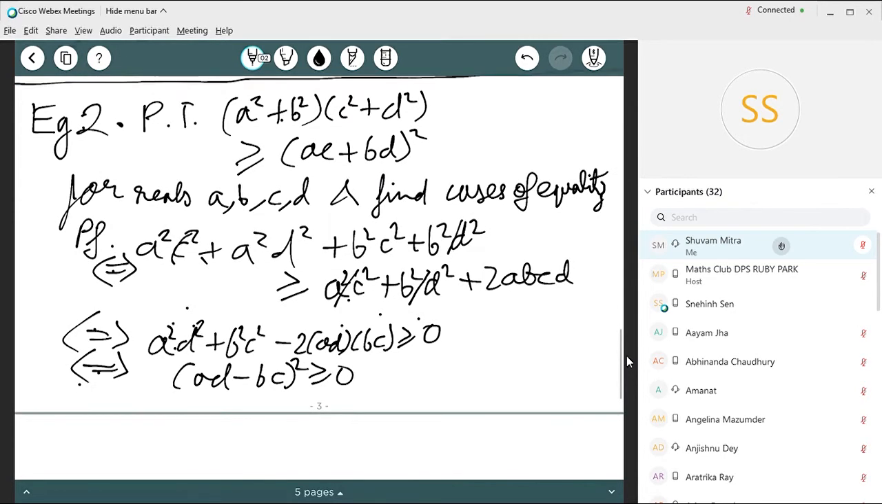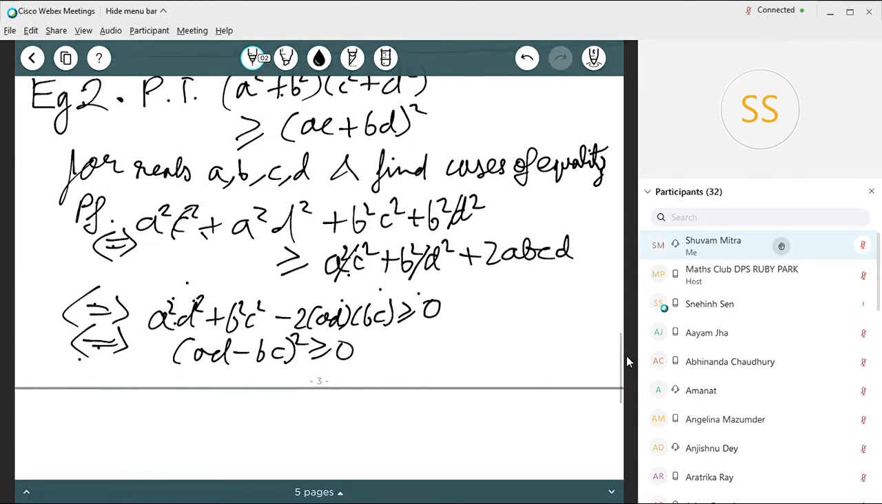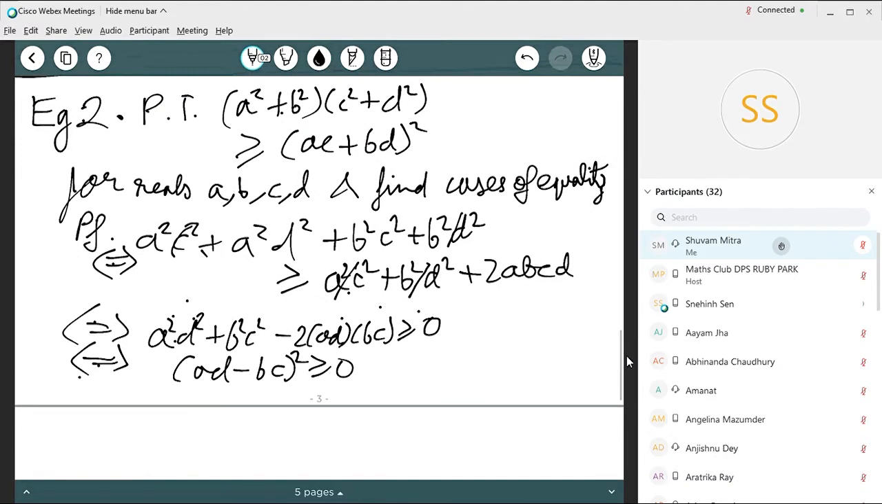Okay, then. But can we generalize this to more variables? That's a question which we want to answer. So what I mean by generalization, once you've noted this, I'll move on.